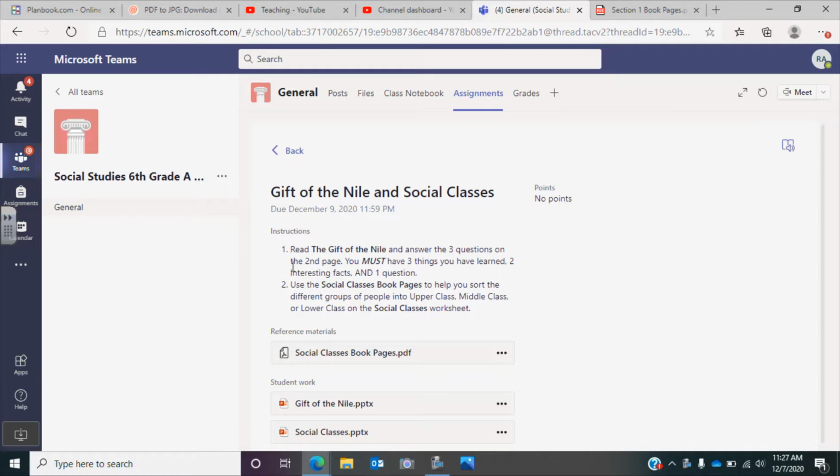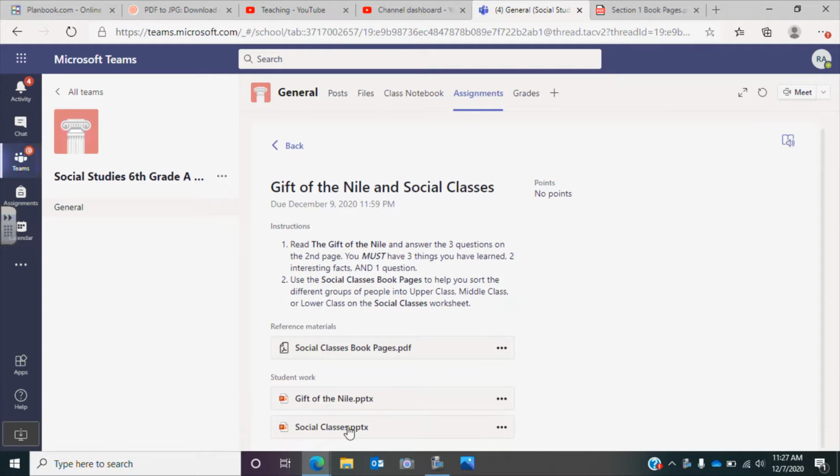So you can see here in the directions, first you're going to read the Gift of the Nile. And on the second page, there are 3 questions. Now on here, you must include everything that's asked on the second page. Then after you complete this, you're going to read the social classes book pages, and then you will fill out the social classes activity using the social classes book pages.